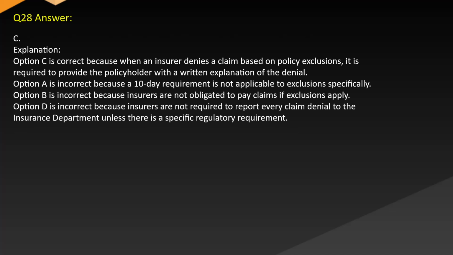Answer C. Explanation. Option C is correct because when an insurer denies a claim based on policy exclusions, it is required to provide the policyholder with a written explanation of the denial. Option A is incorrect because a 10-day requirement is not applicable to exclusions specifically. Option B is incorrect because insurers are not obligated to pay claims if exclusions apply. Option D is incorrect because insurers are not required to report every claim denial to the insurance department unless there is a specific regulatory requirement.